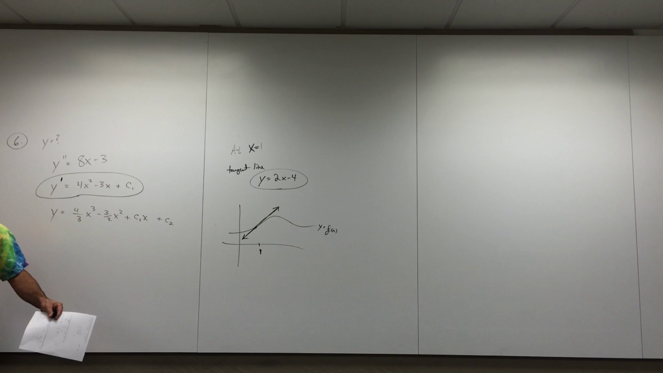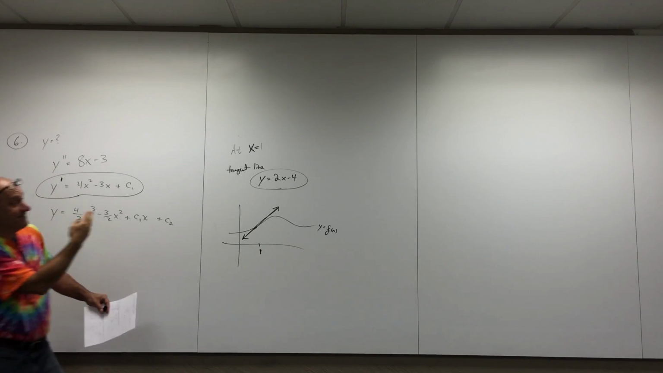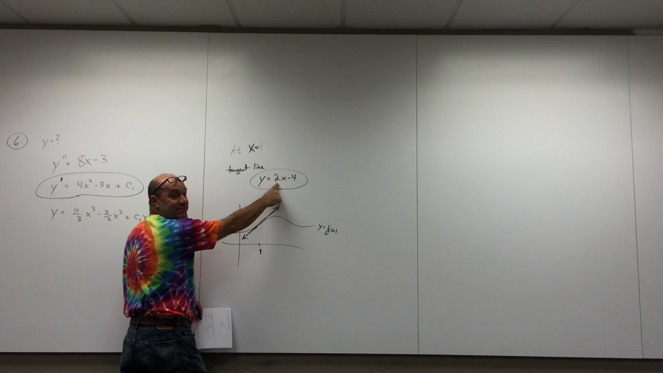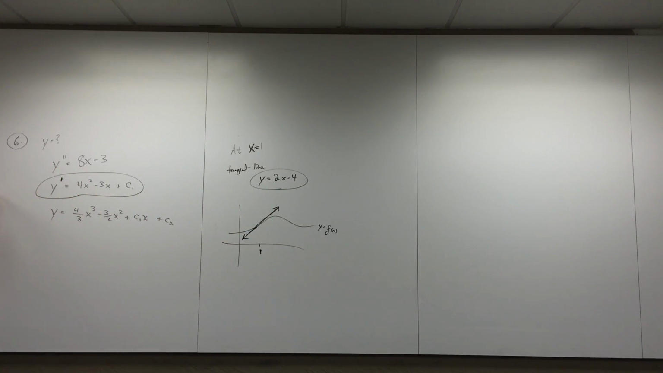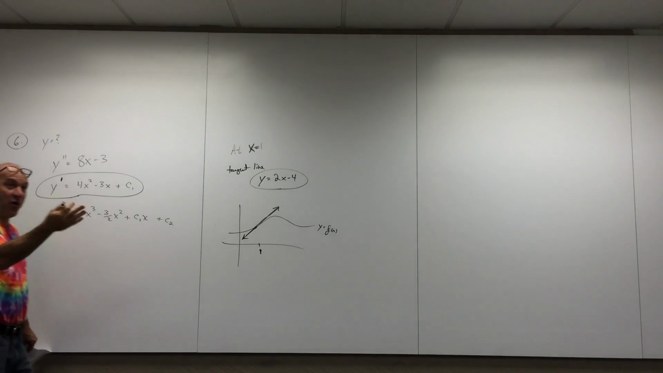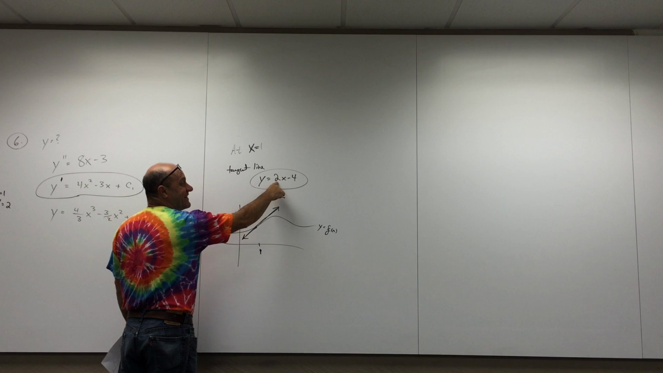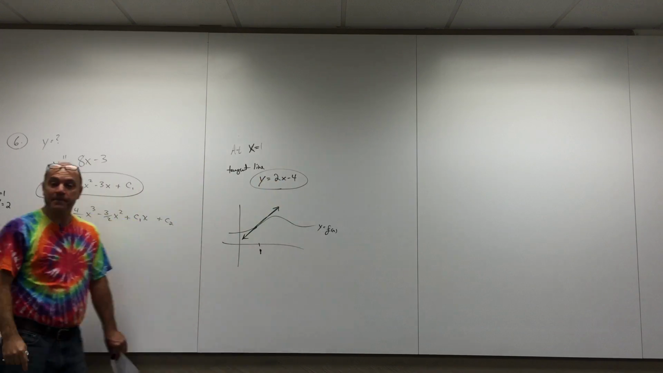So let me just think about this a second. I'm looking for this function y. Brett almost had it here, but I'm looking for a function y. But at this point, x equals 1, I have this tangent line. So what I'm looking for is initial conditions that help me find C1 and C2.